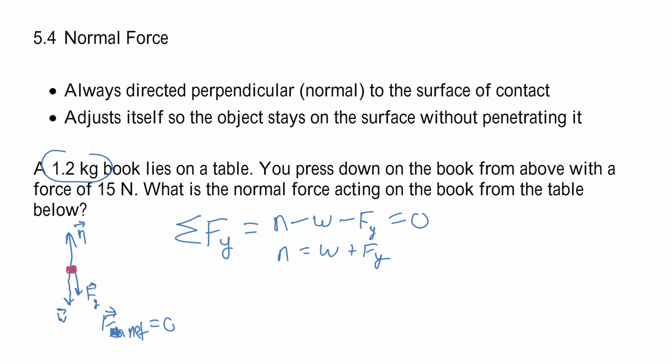The normal force would be mg, the mass of the book times gravity, and then plus the force in the y direction, which we are told is 15 newtons. That's the force that we're applying. So we can now plug in the numbers. We have 1.2 kilograms times 9.8 meters per second squared, because that is gravity, and then plus the 15 newtons.